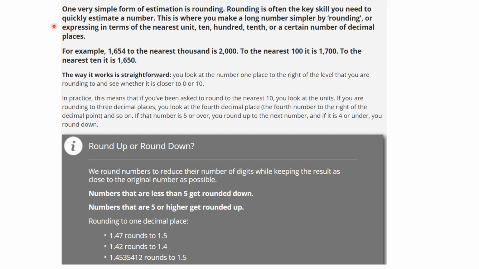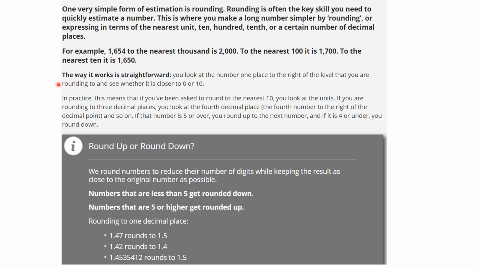One very simple form of estimation is rounding. And rounding is one of the key skills. This is where you take a long number and make it simpler by rounding or expressing it to the nearest unit, 10, hundred, tenth, or a certain number of decimal places. For example, 1654 rounded to the nearest thousands is 2000. To the nearest 100 is 1700. To the nearest 10 it is 1650.